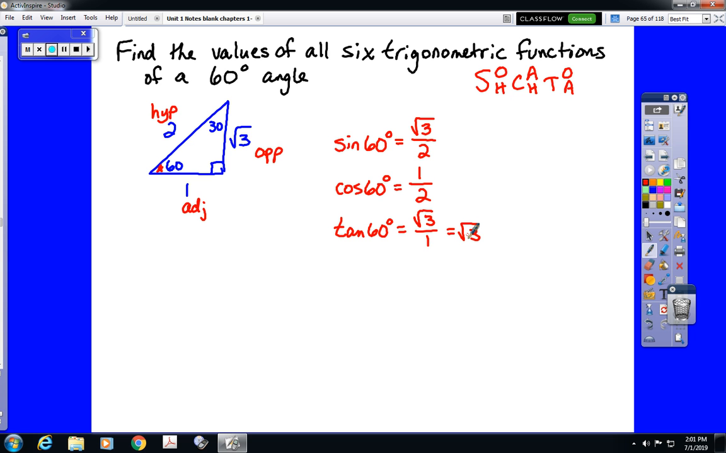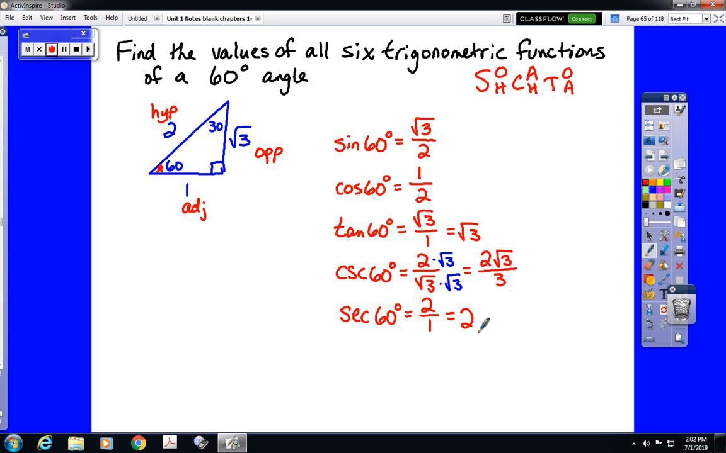Once we have the sine, cosine, and tangent, we use our reciprocals to get the other 3. So the cosecant of 60 degrees is the reciprocal of the sine, which would be 2 over root 3. We would need to rationalize the denominator by multiplying the bottom and the top by the square root of 3, giving us a final answer of 2 root 3 over 3. The secant of 60 degrees would be the reciprocal of the cosine, 2 over 1, which is just 2.